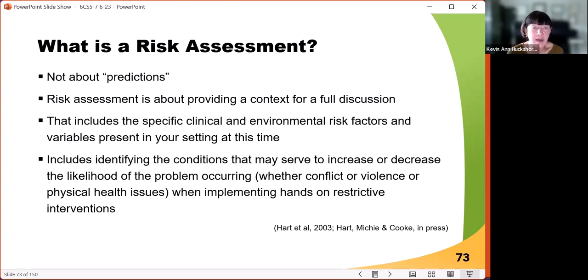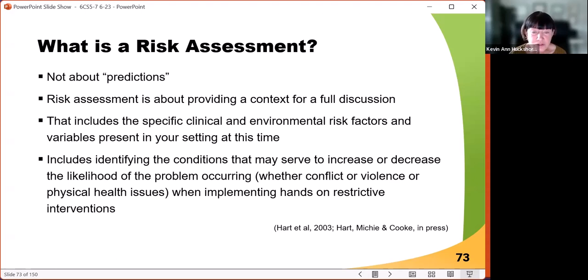Risk assessment is not about predictions. We're terrible at predicting risks. It's a little teeny bit better than flipping a coin. Risk assessment is actually about providing an opportunity to have a discussion with more than one person. And it also needs to include clinical issues having to do with the patient, environmental risk factors that have to do with your own environment of care and where you work, and the competencies that the staff have in your unit.